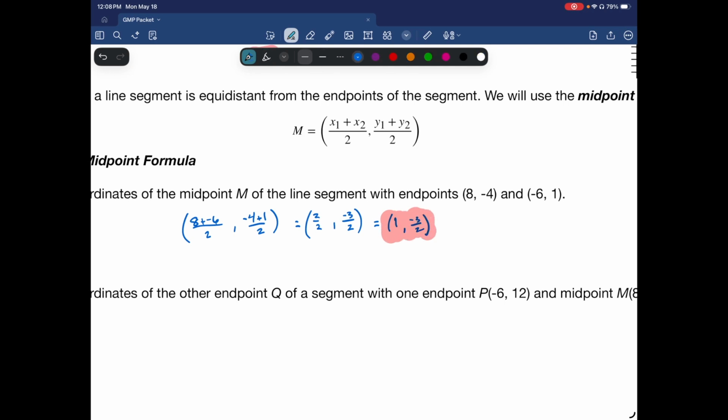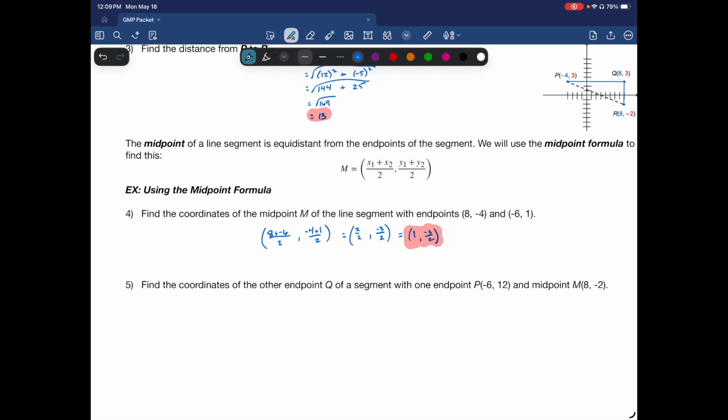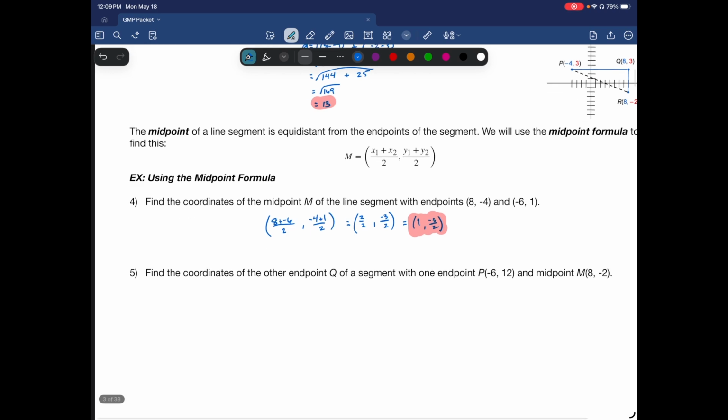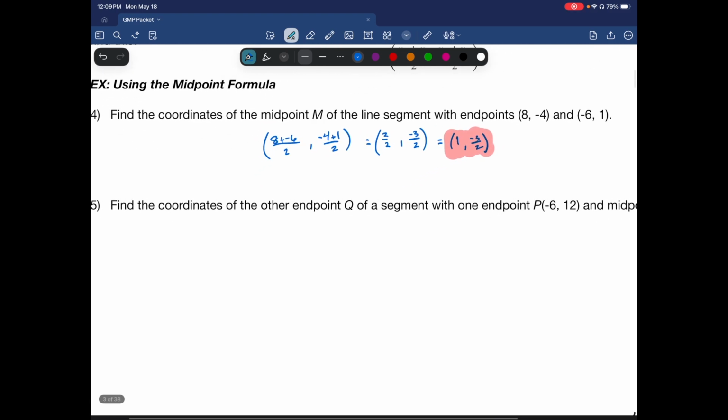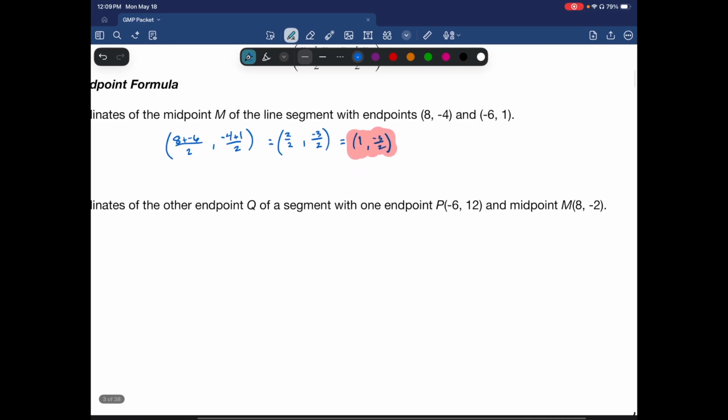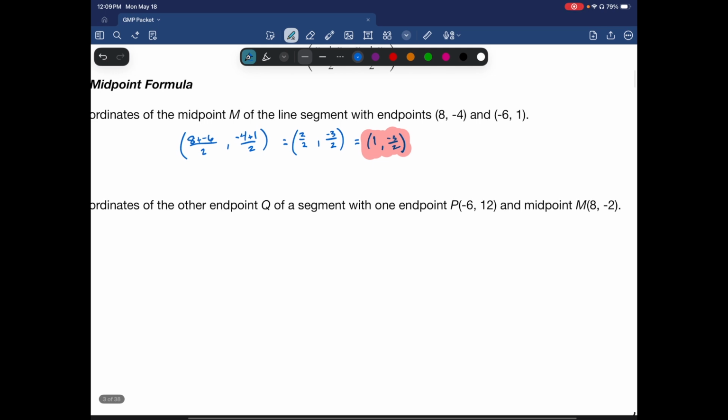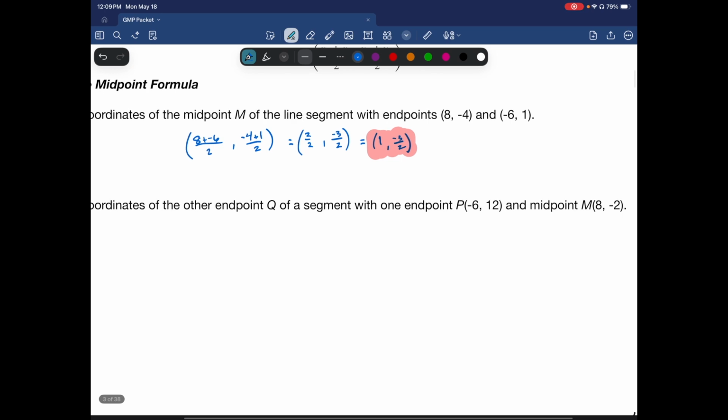Now, on 5, you have 2 ways of working this. One is a little more complicated, using the formula, and I'm going to show you both. But you can use the formula, or you can use a number line. So let's look at the formula first. So it says that Q is one of the endpoints, and we're looking for it. So one endpoint is (-6, 12), and then the midpoint is (8, -2).